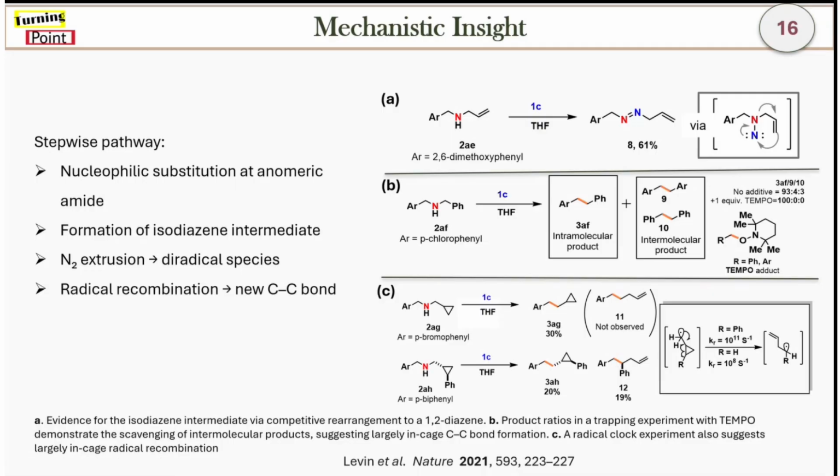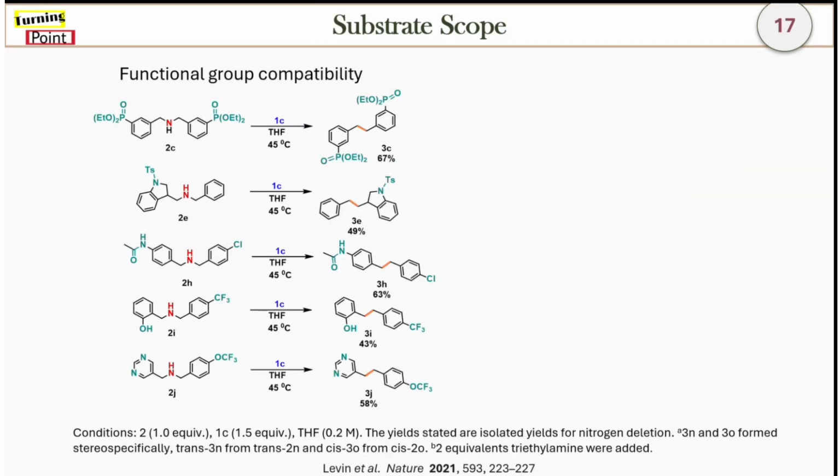After the mechanistic investigation, they have shown a lot of substrate scope, in which first they have shown the functional group compatibility. Here we can see that their method is applicable to a variety of functional groups like phosphate functional group, amide protected functional group, free OH, and nitrogen containing heterocycle. In all the cases their method is compatible.